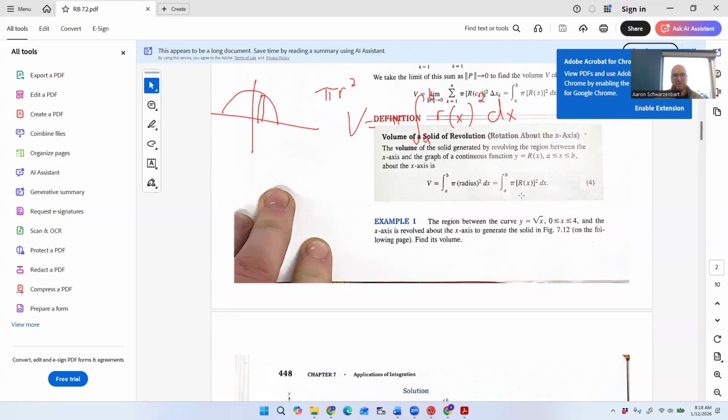But this first one, the region under square root of x. The square root of x looks like this. And they're asking for the region 0 to 4 revolved around the x-axis. That's important. We won't always revolve around the x-axis. So I've got my slice.